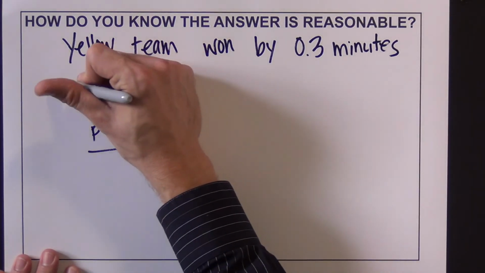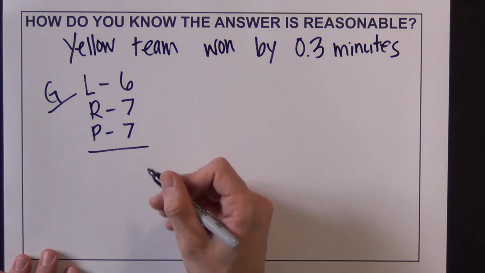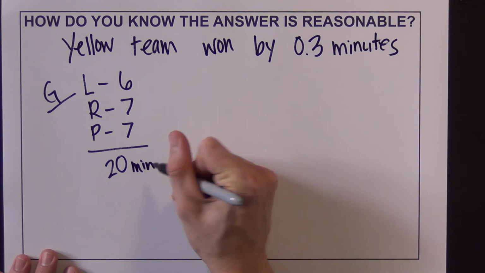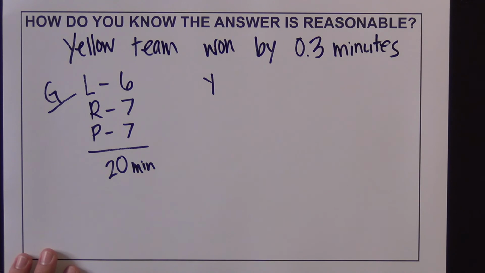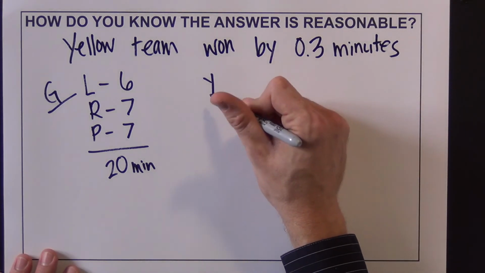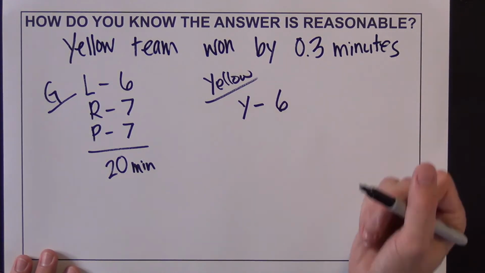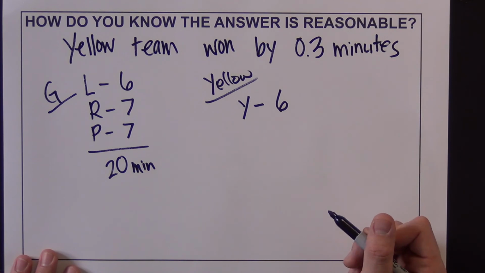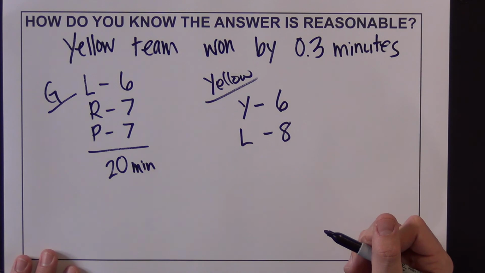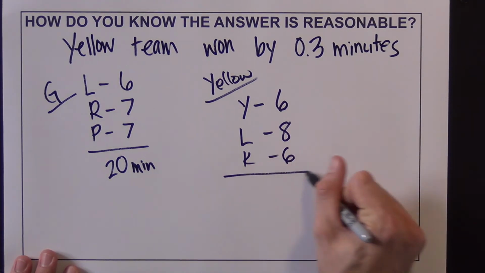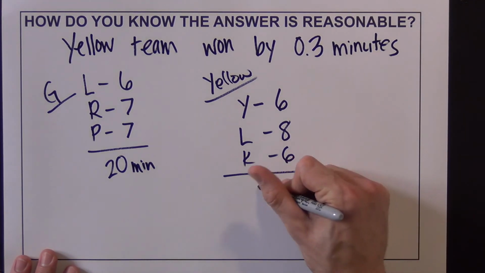When I add up, this is the green team, when I add up those times, 7 and 7 is 14, and 6 more, 20 minutes. Now I'm going to look at the yellow team. I had Yanira on the yellow team, Leon and Kim. Yanira, let me write yellow there. Yanira's time was about 6 minutes. Leon's time was about 8 minutes. And Kim's time was about 6 minutes. When I add up these times, 6 and 6 is 12, and 8 more is 20 minutes.